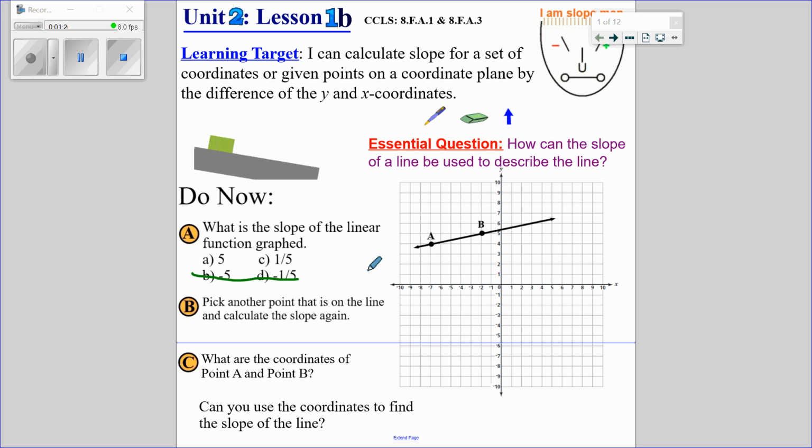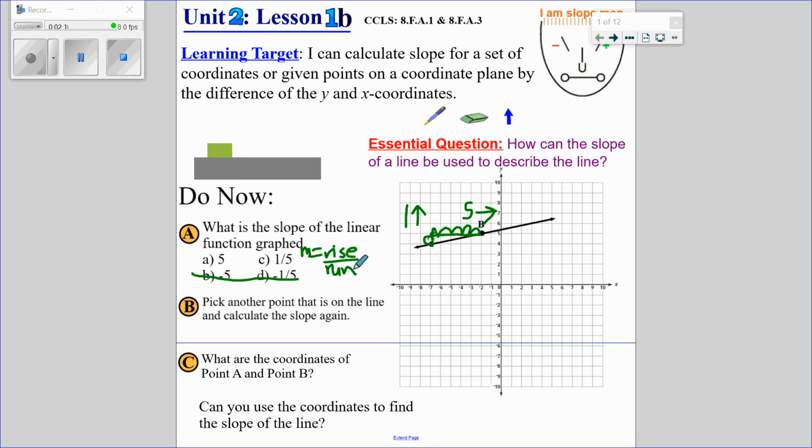Now we're going to use the formula that we learned in lesson 1A, which is, ready? M equals rise over run. So I'm going to start at A and draw my rise and then my run. I look at my rise, it's 1 up, so I do 1 with an arrow going up. My run, it's 1, 2, 3, 4, 5 to the right.